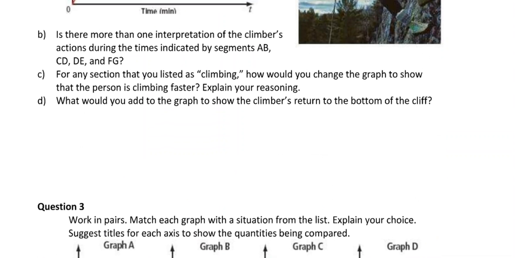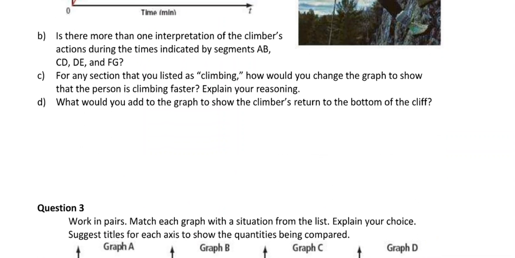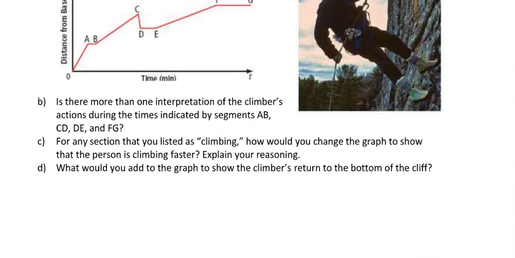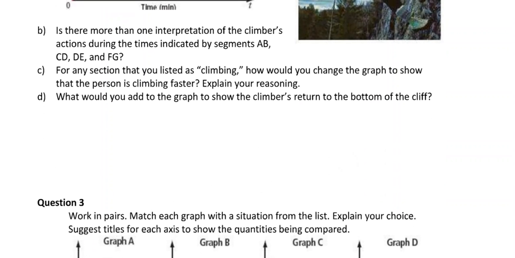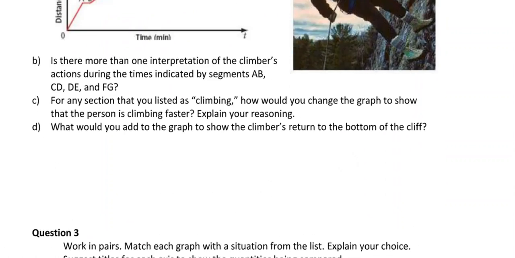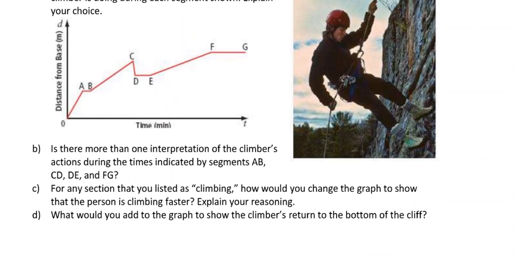For any section that you listed as climbing, how would you change the graph to show that the person is climbing faster? So if I wanted to go from D to F and show that they're going faster, what would happen to that line? It'd be steeper, right? So it'd be a steeper line. That's a steep line. What would you add to the graph to show the climber's return to the bottom of the cliff? Descending. Let's say they fell all the way to the bottom. That'd be pretty fast, right?